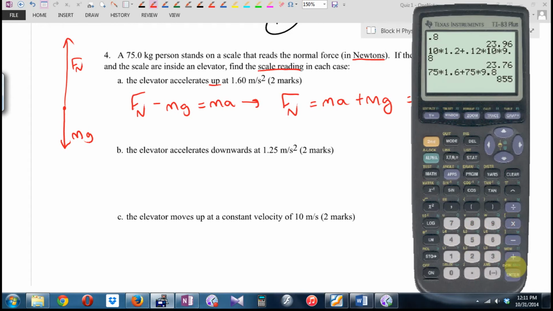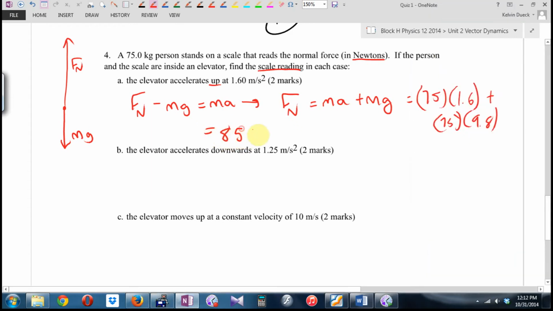Is it 855? Yeah, okay. 2 marks for that if you got it right. Half mark if you got the right newtons. Otherwise, I would give you 1 mark for that, half mark for that, half mark for the answer.